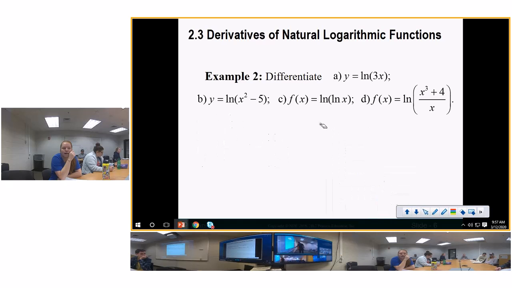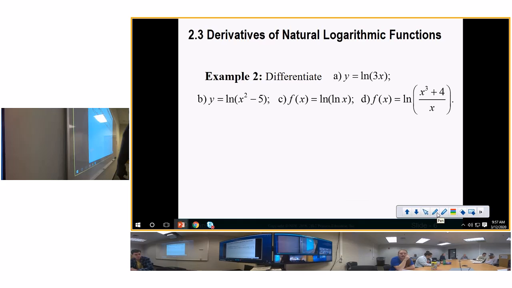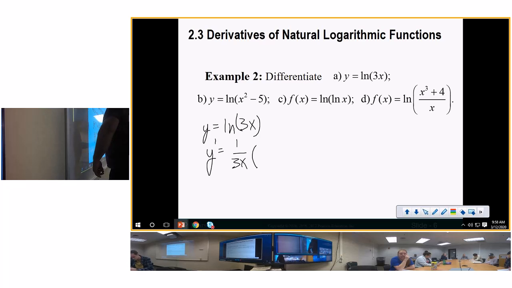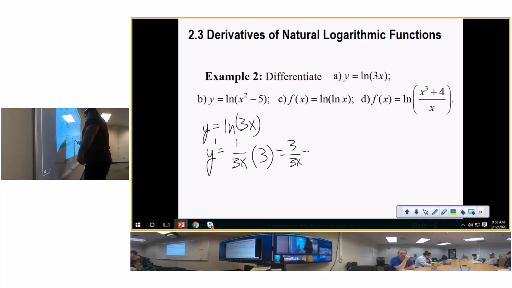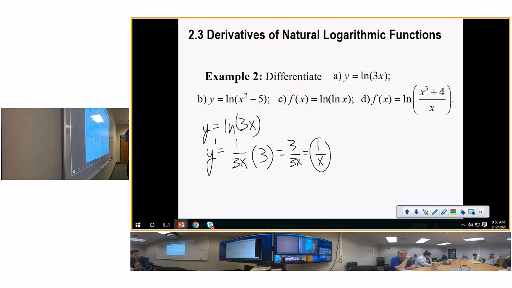There. Now I did it. Okay, so natural log of 3x, you have to take the derivative of 3x. So that would be 1 over 3x and then times 3. There we go. So y is equal to natural log of 3x, which would be y prime is equal to 1 over 3x times the derivative of what's inside, which would be 3 over 3x, which would be 1 over x. There we go. I'm sorry, I missed that 3x.